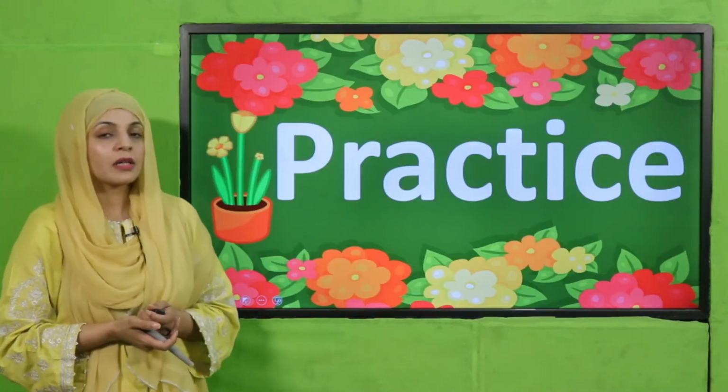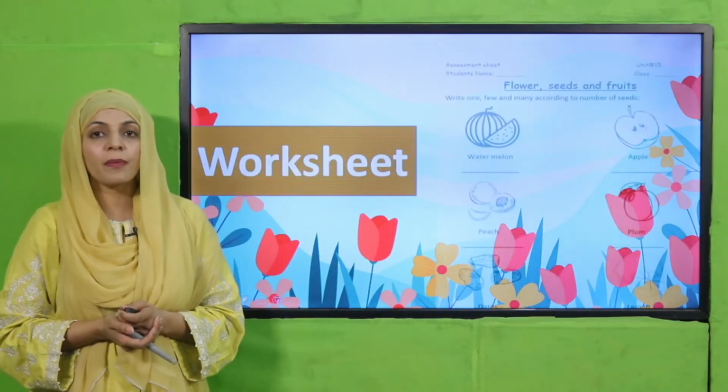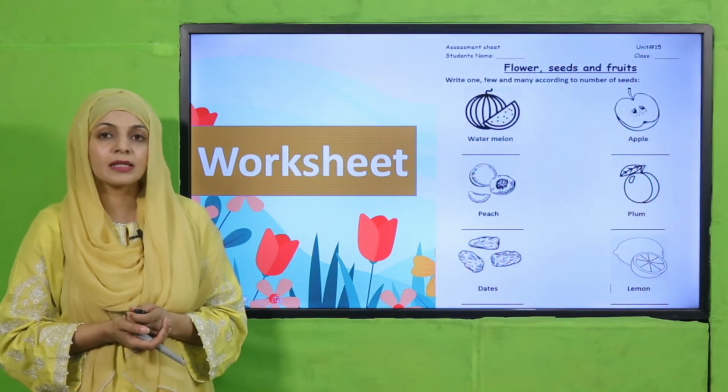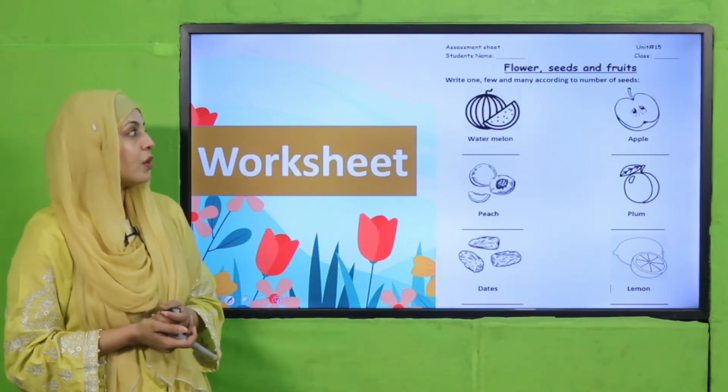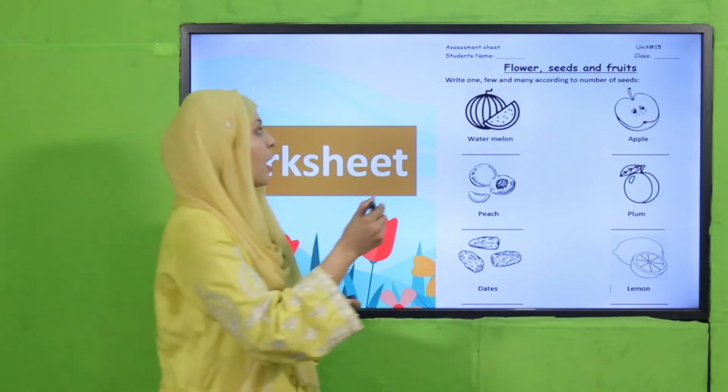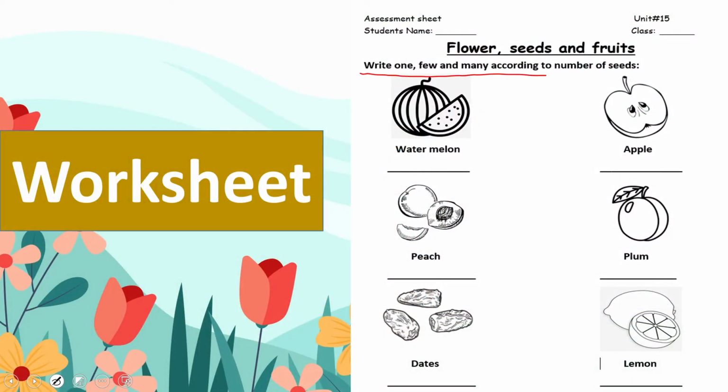So now is the time for practice. For practice, you can download this worksheet from the description box below this video, or you can get it in print from Bio Teacher. So write down your name and your class, and then flowers, seeds and fruits. Write one, few and many according to the number of seeds. So here you can see many fruits with seeds.